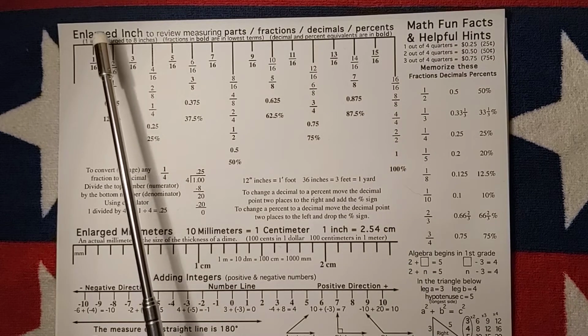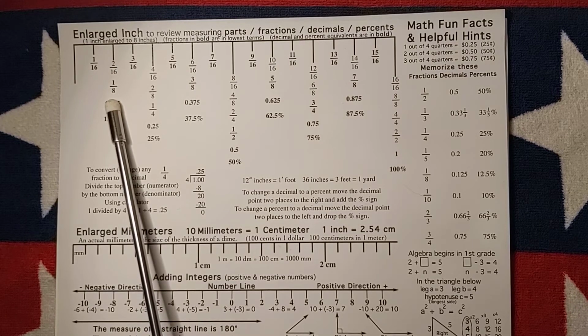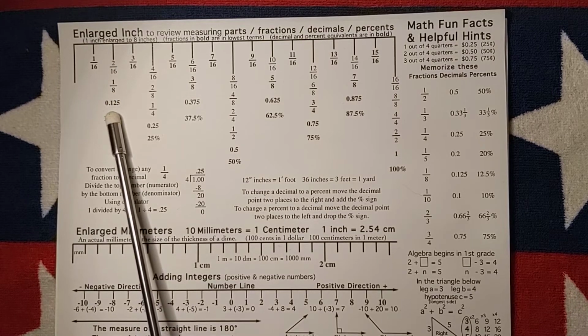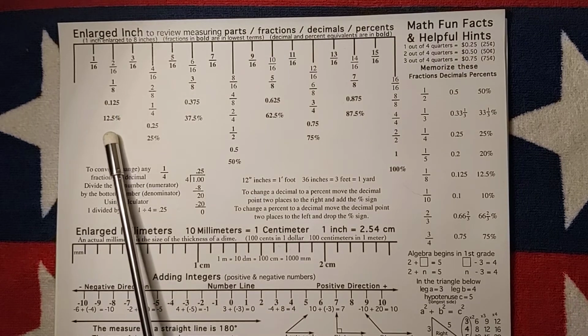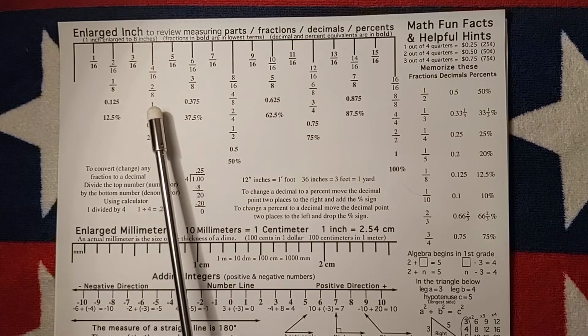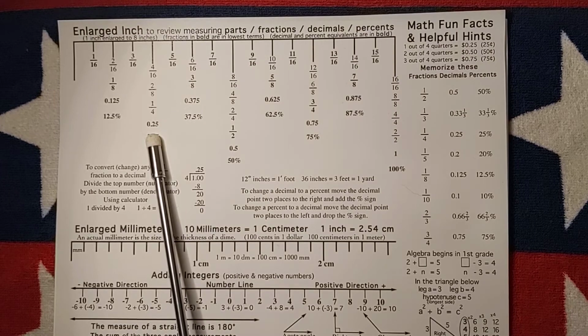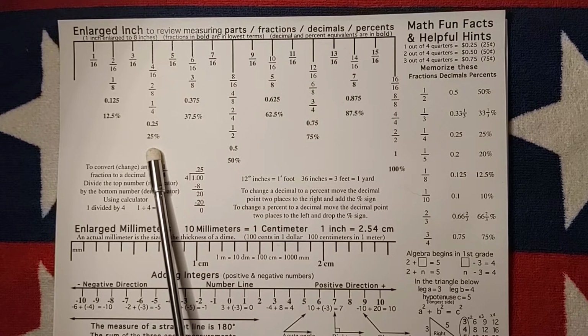Let's look at decimals and percents. 1/8 as a decimal would be 0.125. We would read that correctly as 125 thousandths, ending in THS, showing decimal places, which is the same as 12.5%. 1/4 is the same thing as 0.25 or 25 hundredths and 25%.